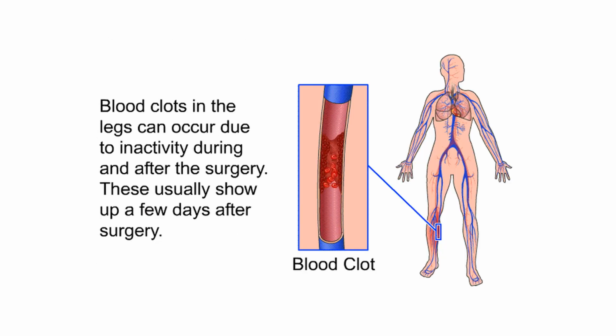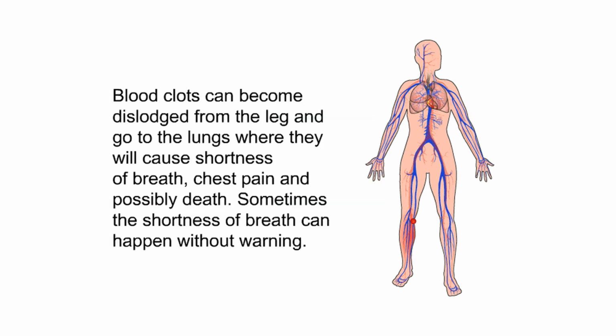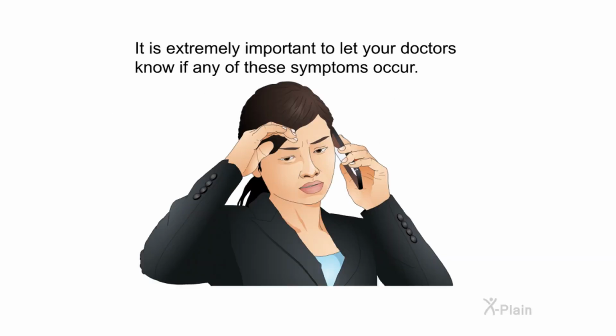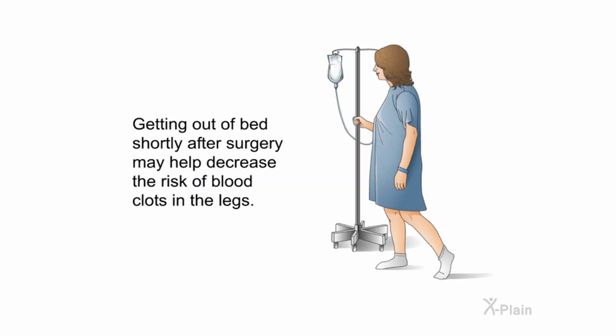Blood clots in the legs can occur due to inactivity during and after the surgery. These usually show up a few days after surgery. Blood clots can become dislodged from the leg and go to the lungs, where they will cause shortness of breath, chest pain, and possibly death. Sometimes the shortness of breath can happen without warning. It is extremely important to let your doctors know if any of these symptoms occur. Getting out of bed shortly after surgery may help decrease the risk of blood clots in the legs.